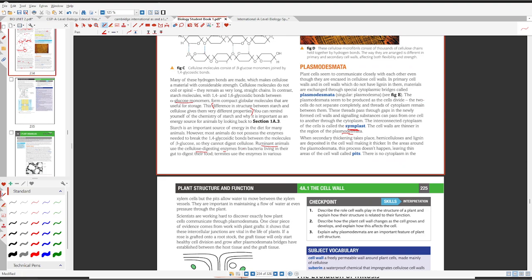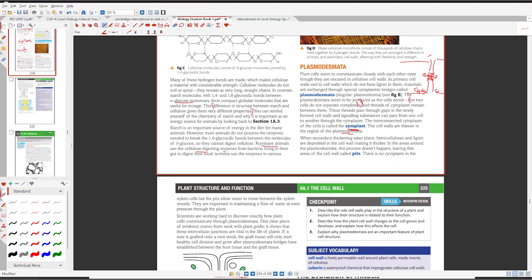Sorry, we skipped the important part here. So plasmodesmata is a bridge, but the bridge is not separated. Like the two cells do not separate completely here. It's not like there's literally a free hole. There is stuff between here, and that stuff is going to be threads of cytoplasm remaining in between them, threads of the cytoplasm itself.